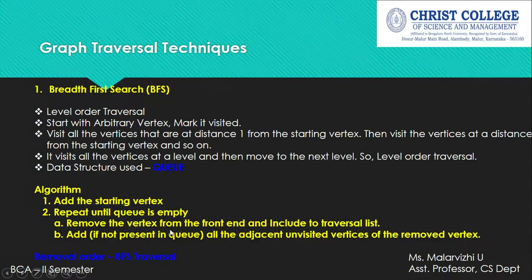Okay, so we remove the vertex from the front end and include it in the traversal list. In the next step we add all the adjacent unvisited vertices of the removed vertex, if they are not already present in the queue. So in the BFS technique we don't insert duplicate elements into the queue. This removal order will tell us the BFS traversal for the graph.